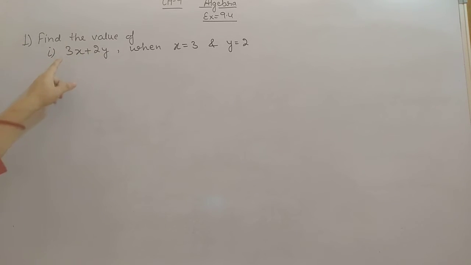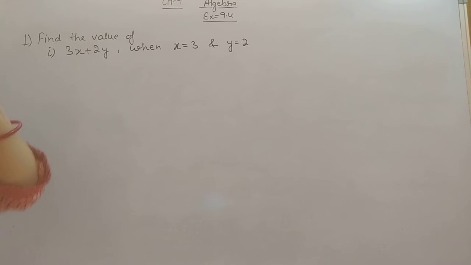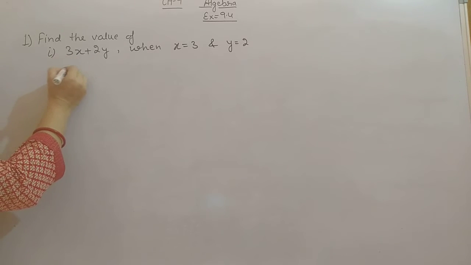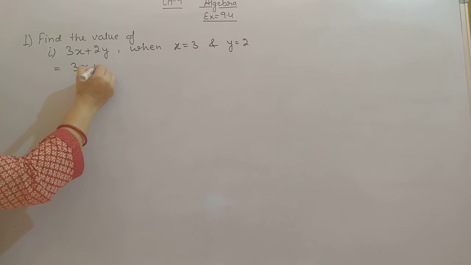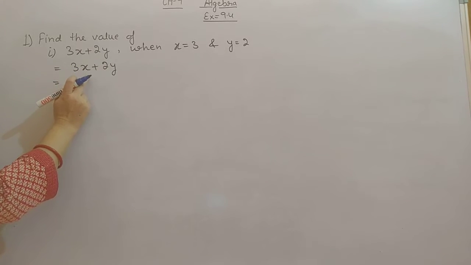So the first question: find the value of 3x plus 2y when x is 3 and y is 2. It means x is 3 and y is 2. We have to replace them here and then find the value of this expression. So it is given 3x plus 2y. 3x means 3 multiplied by x.